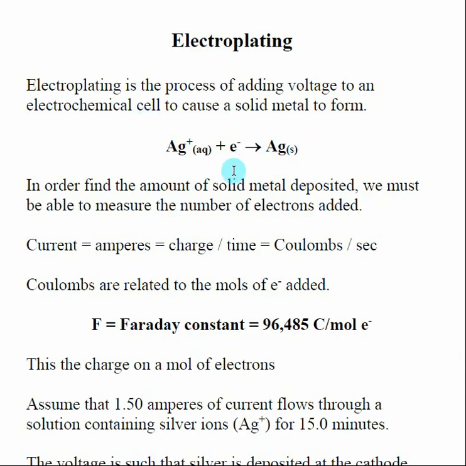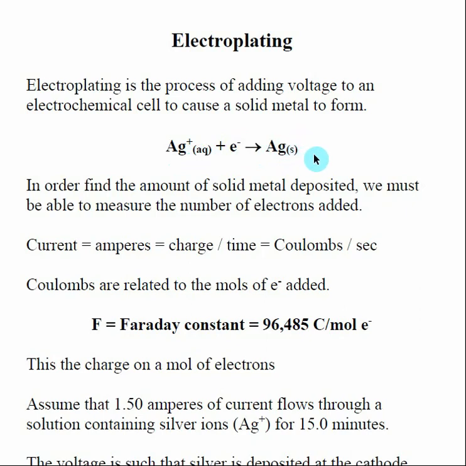So overall, we're going to be taking a half reaction. We're going to be putting a cathode into solution with whatever metal we're interested in, in this case Ag+. We're going to pump electrons into that cathode. The electrons are going to interact with the Ag+ in solution, and that's going to cause Ag solid to form on whatever we want to be the cathode.